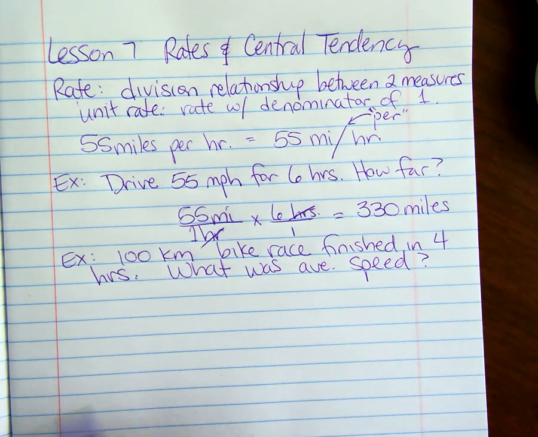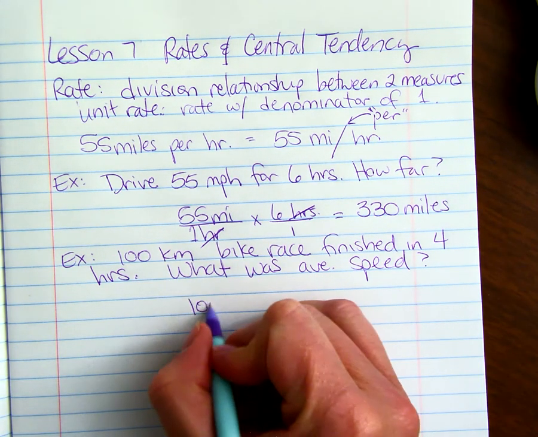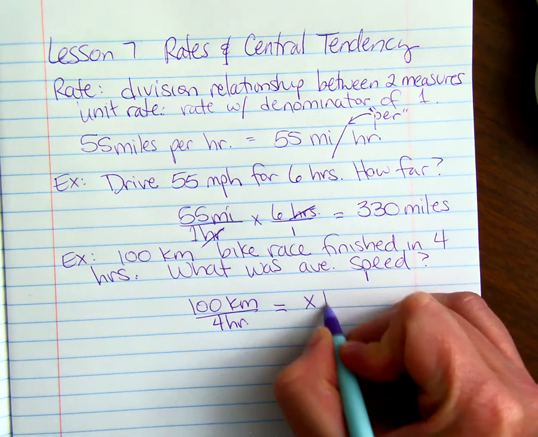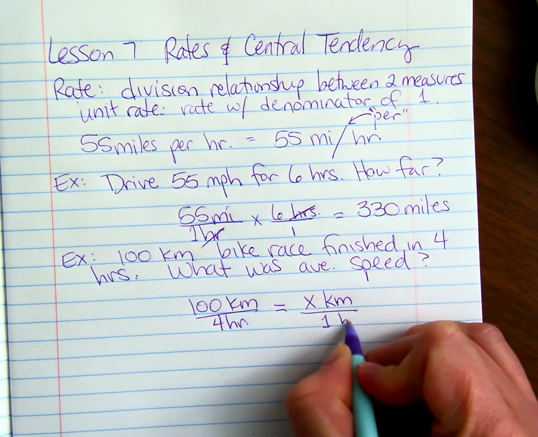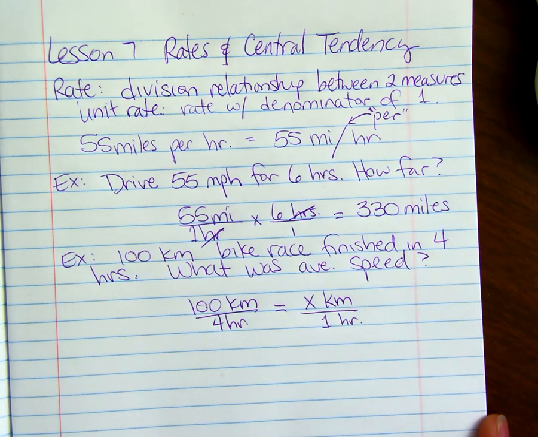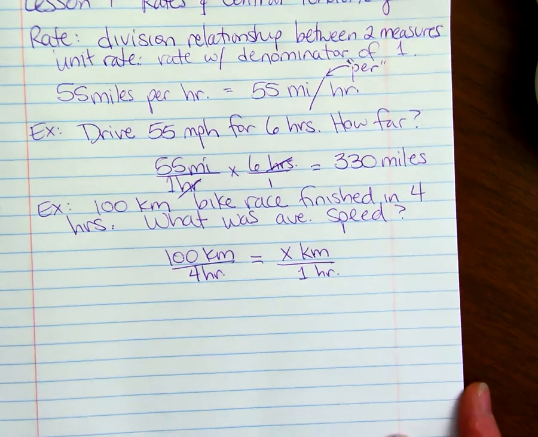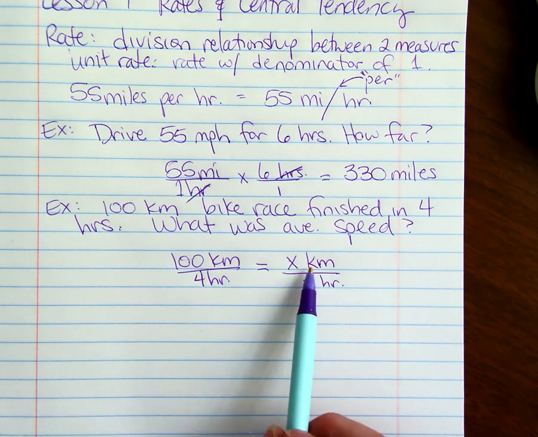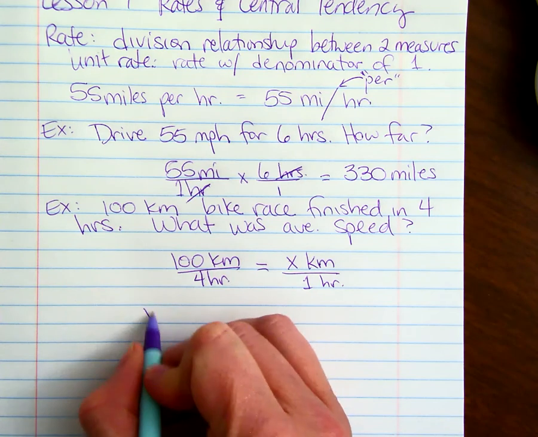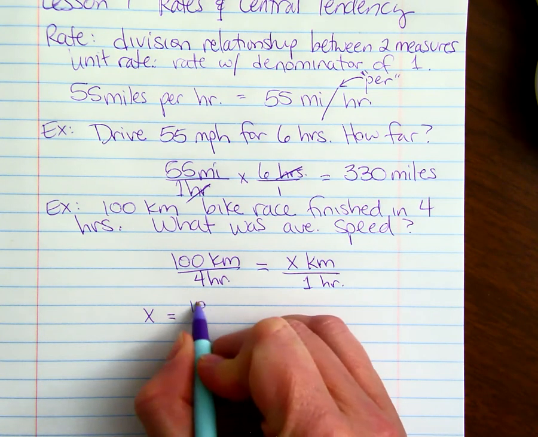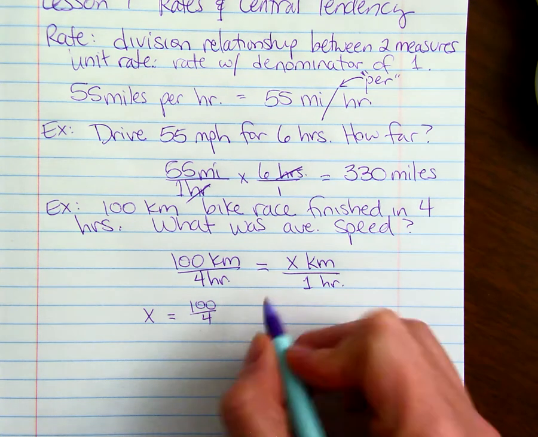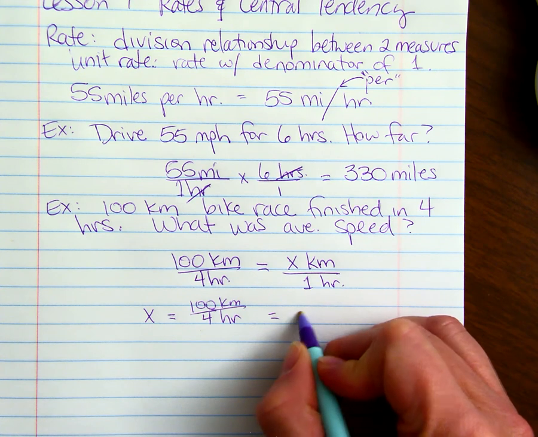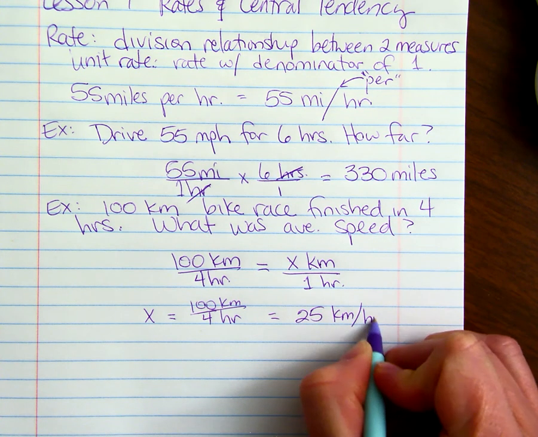So we could set up a proportion where we had 100 kilometers in 4 hours is equal to a number of kilometers in 1 hour. So we're trying to figure out how many kilometers that would be in 1 hour. So this x kilometers is just going to equal 100 divided by 4. This would be 100 kilometers over 4 hours, which is 25 kilometers per 1 hour.